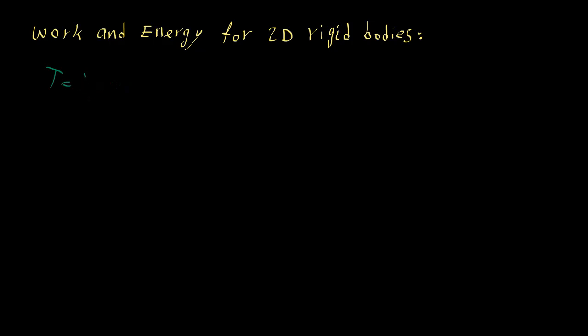And then when we are done with that, we can state the work and energy principle for a rigid body and solve some problems. So our goal here in the first part of this lecture is to derive the kinetic energy for a rigid body, for a 2D rigid body.